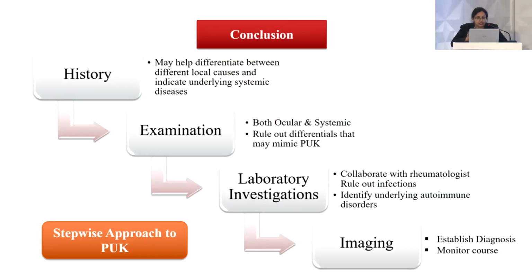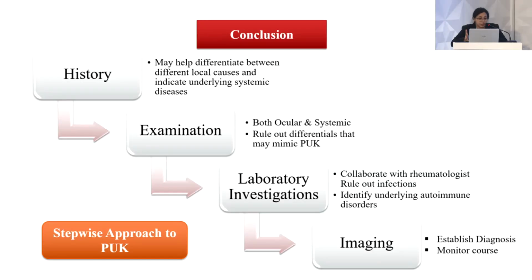To conclude and just sum up, history may help you differentiate between different local causes and indicate the underlying systemic diseases. On examination, both ocular and systemic examination are very, very important, and rule out the differentials that may mimic peripheral ulcerative keratitis. Laboratory investigations, one is you have to rule out infection. Second, you have to collaborate with a rheumatologist and run a full blood panel to rule out infections, to do a baseline investigation. You'll also use them to monitor your response to treatment.